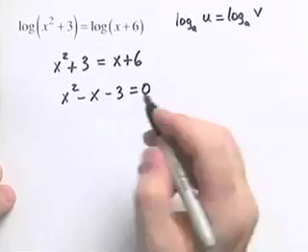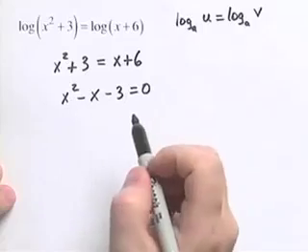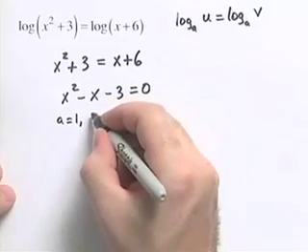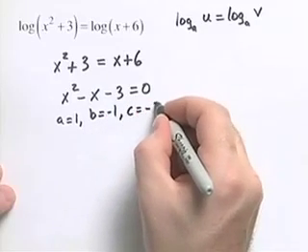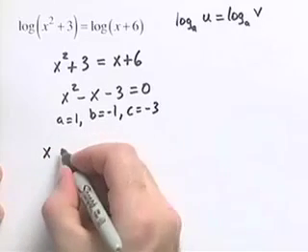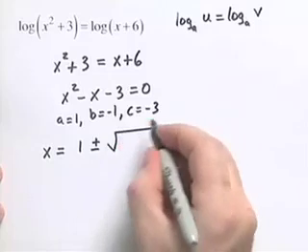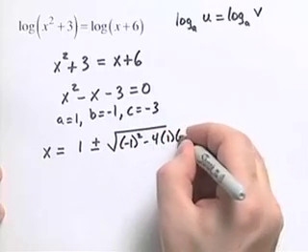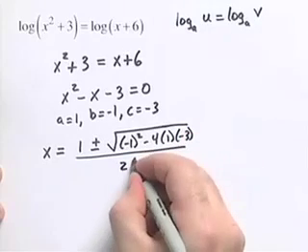We want to solve this equation by factoring, if possible. We look at this, it doesn't appear that factoring will work, so we can use the quadratic formula. a equals 1, b equals -1, and c equals -3. If we plug these values into the quadratic formula, we get x is equal to 1 plus or minus the square root of -1 squared minus 4 times 1 times -3, all divided by 2 times 1.